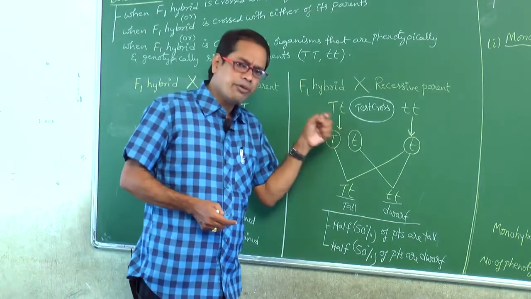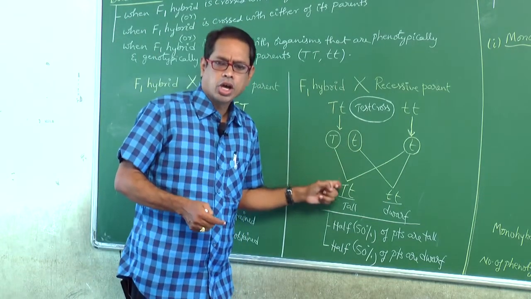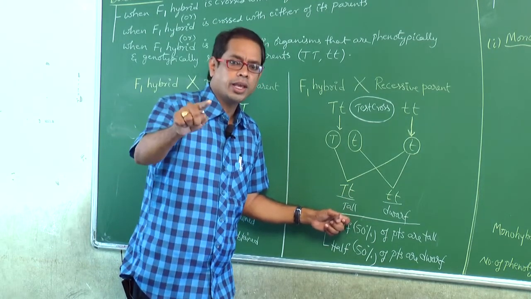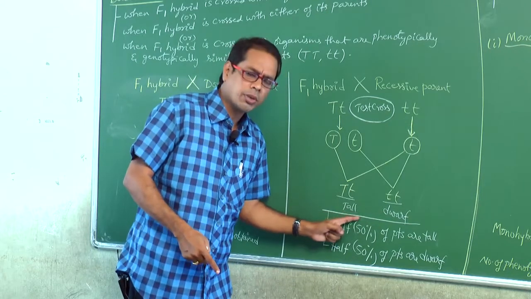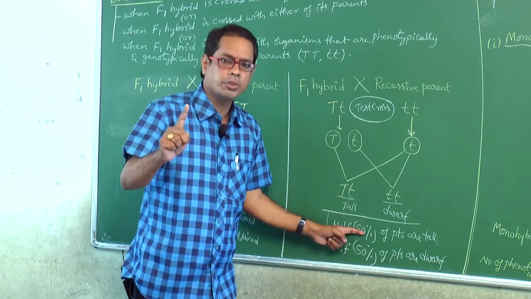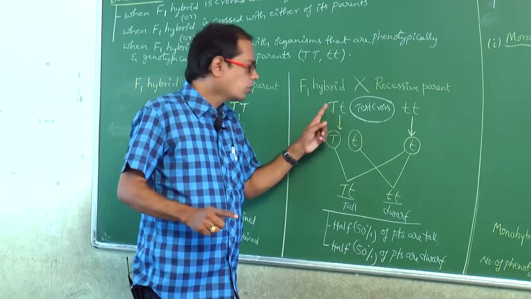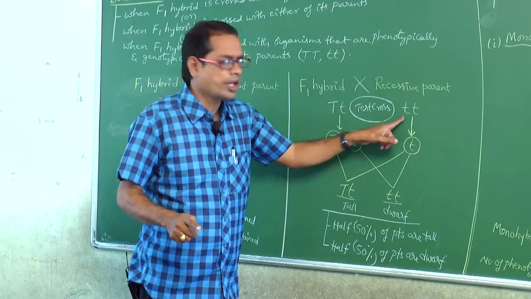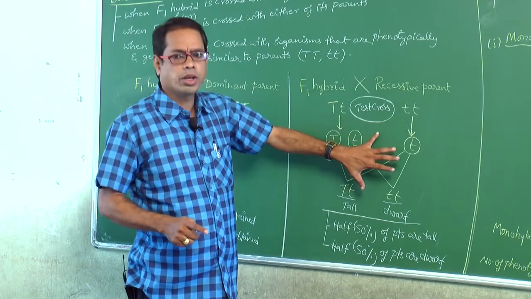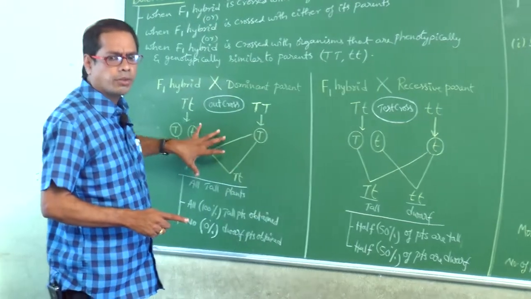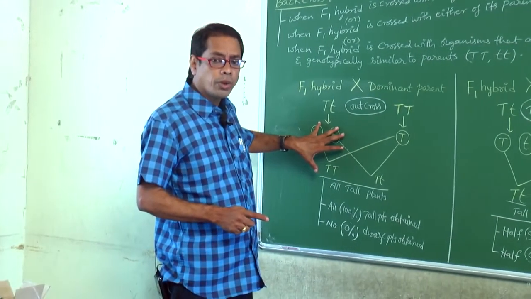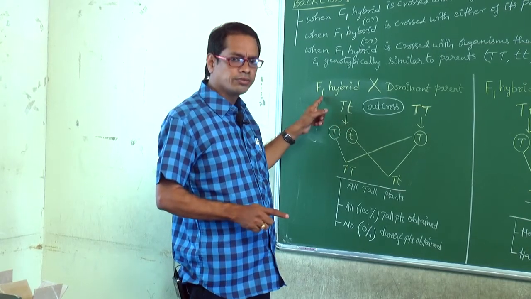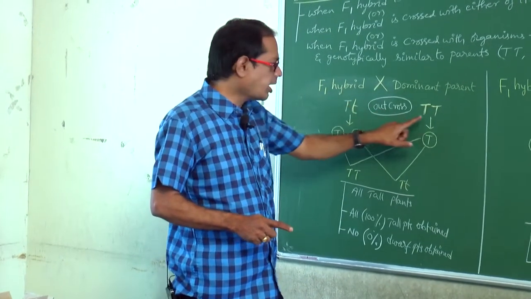Right. So this we have to remember, my dear students. Tall and dwarf plants are obtained in 1:1 ratio means the parents should be F1, that is heterozygote, and the recessive parent. This we have to remember. When all tall plants are obtained means parents are F1 and capital T, capital T.